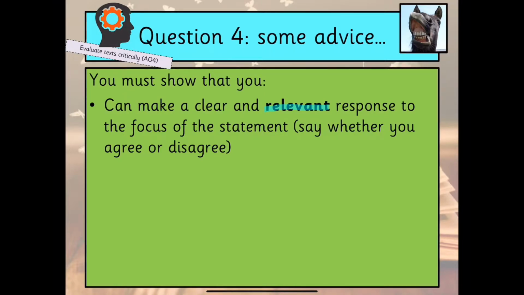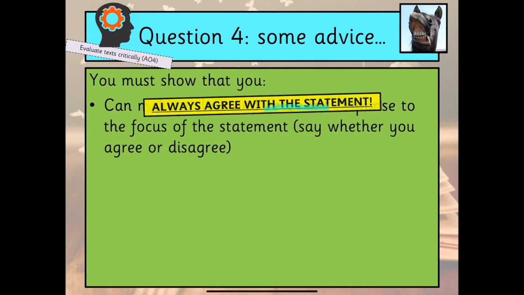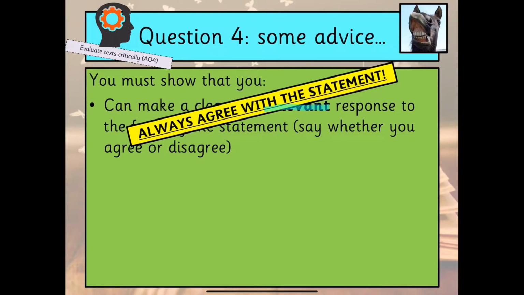The whole focus of question 4 is that you are given a statement and you are asked, to what extent do you agree? Please make your life easier for yourself and always agree with the statement. Now, I'm just going to let that sit for a second. Always agree with the statement. It might seem a little bit strange to be asked the question, to what extent do you agree, and then be told that you have to agree.